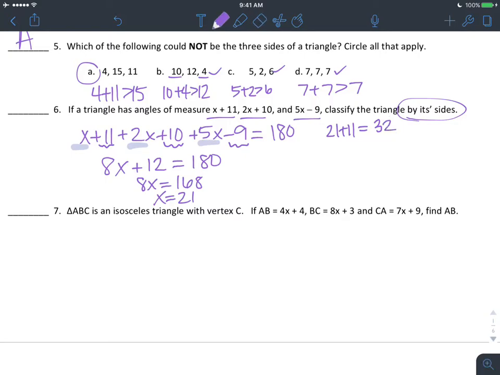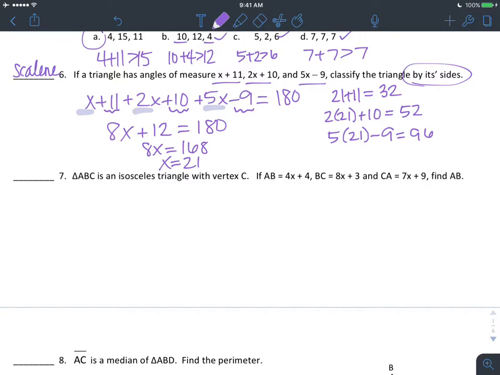And then we'll have 2 times 11 plus 10, which is, oh, I'm sorry, it was 2 times 21. It's going to be 52. And then 5 times 21 minus 9. So 5 times 21 minus 9 is going to give us 96. So since we have 3 different angle measures, that means we have 3 different side lengths, which means this is a scalene triangle.